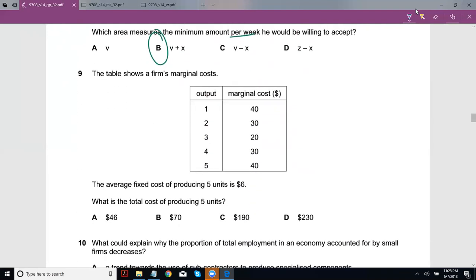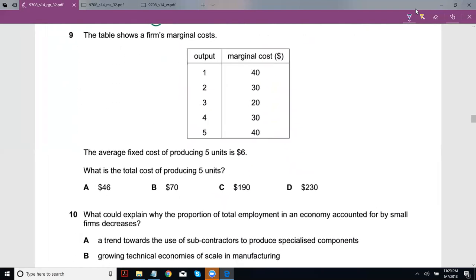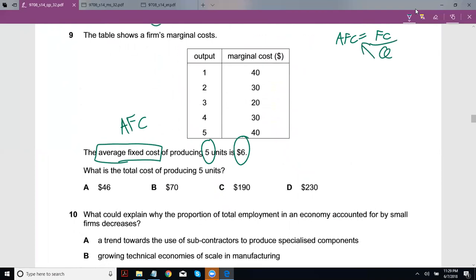Actually. Okay, thank you. The table shows a firm's marginal cost and average fixed cost. Your average fixed cost of producing 5 units is 6. What is the total cost of producing 5 units? So let's first figure out your fixed cost. Your average fixed cost is your total fixed cost upon quantity. So you just multiply average fixed cost with quantity to get your total fixed cost, which, at 5 units and $6, would be 30.